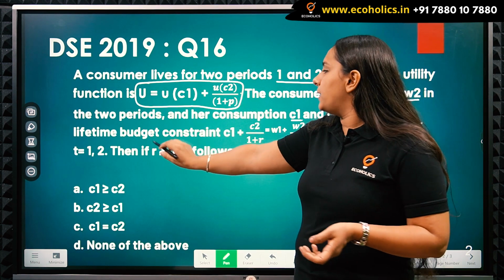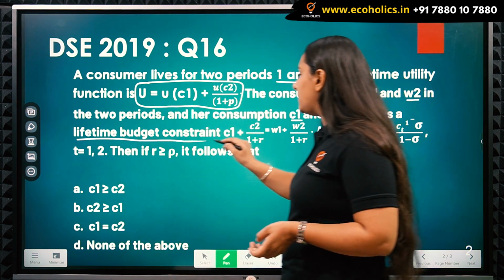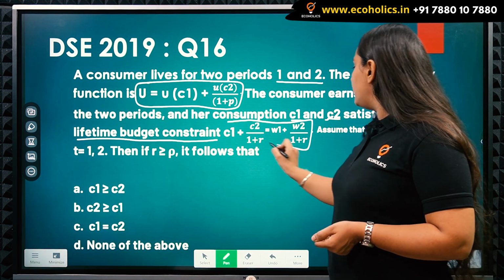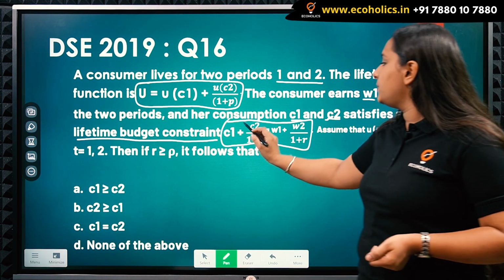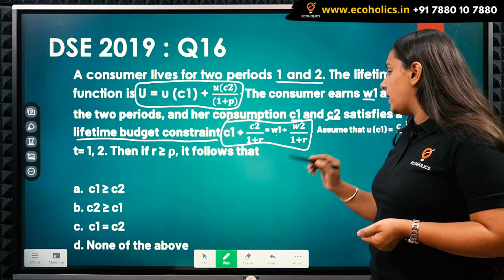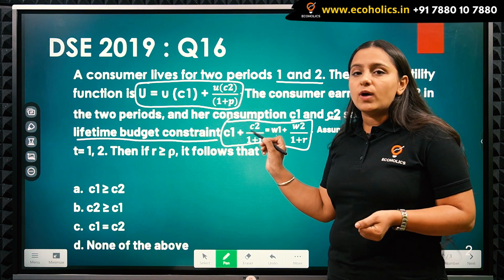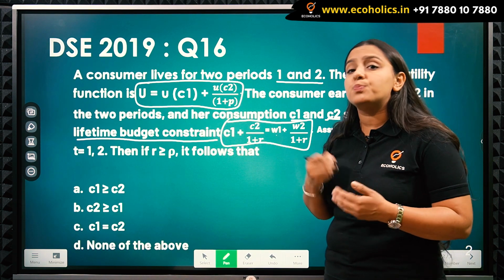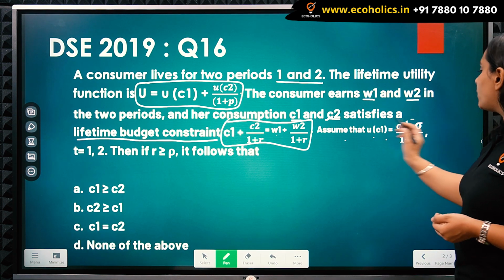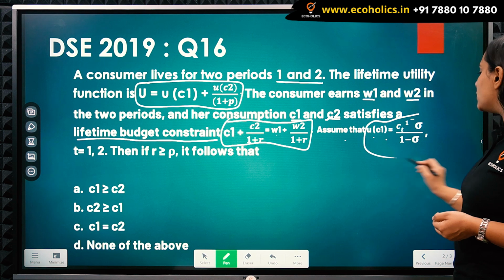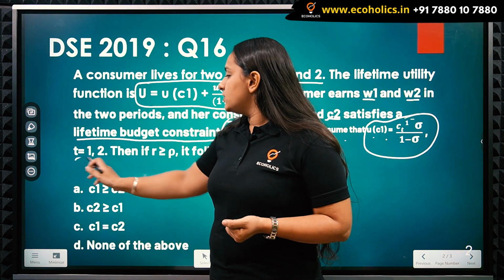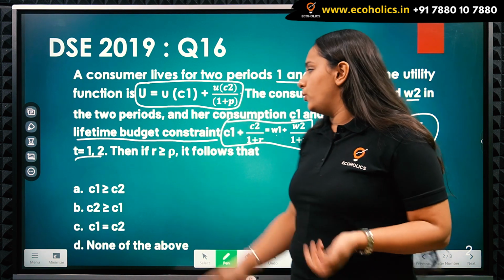It satisfies a lifetime budget constraint. So we have a lifetime budget constraint. That is C1 plus C2 upon 1 by R equals W1 plus W2 upon 1 by R. Because we are dividing this by 1 by R, we can have its present value. Assume that utility of C1 is equal to this. So this is the utility function, which they have given us in this form, and it holds true for both the periods.